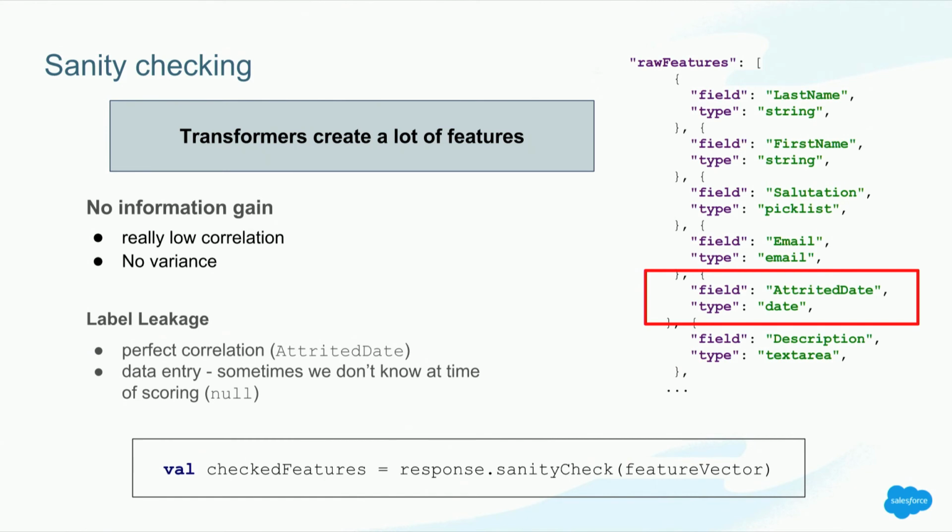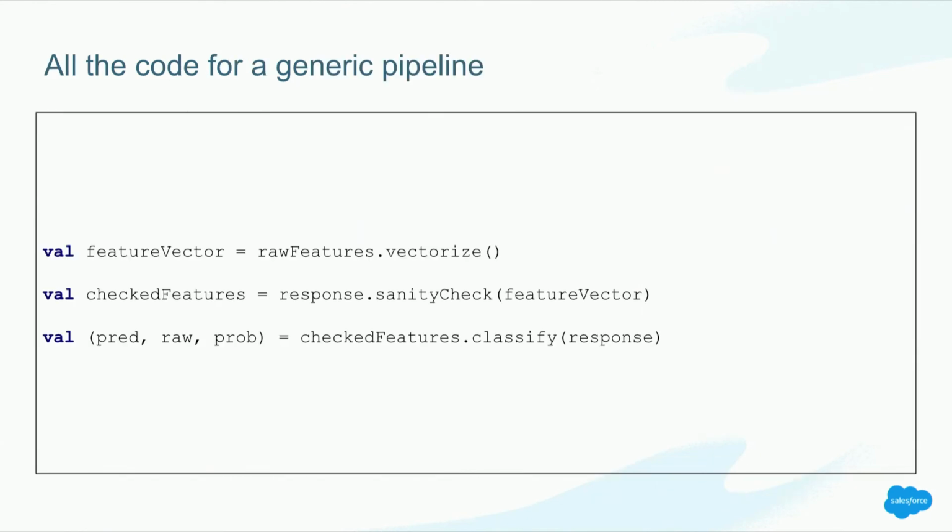And to quickly show you what the whole pipeline actually looks like for this generic problem, it's really only 3 functions. All that you have to do is call .vectorize on a sequence of raw features, which will automatically pick the best transformer and create the best features for your field type. You have to sanity check it, which is just simply one function again. And then you call .classify if it's a classification problem.